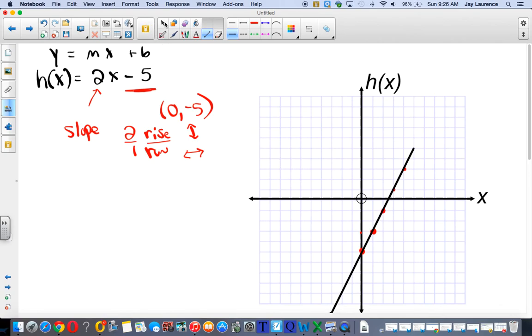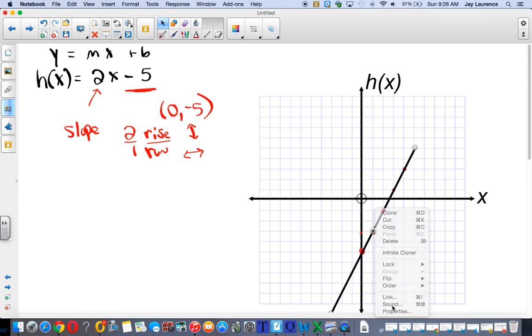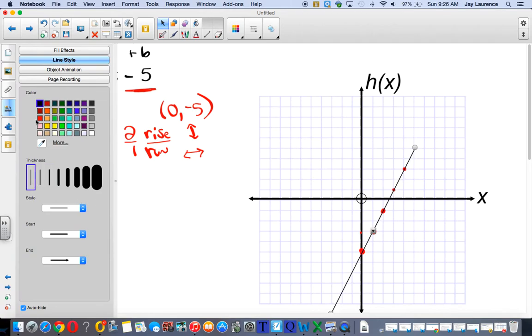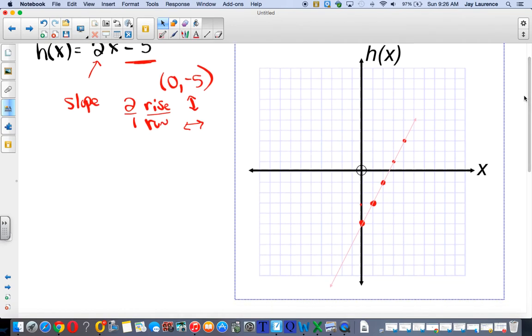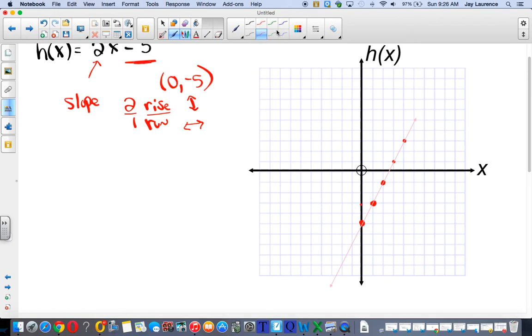And I need arrowheads on here, right? I'll make it a little bit thinner so I can be more accurate. The more accurate you are, the better your line will be. Ooh, a lovely shade of pink. All right. There we go. There is my graphed linear equation. And remember that slope thing I did, it works no matter what points I use.